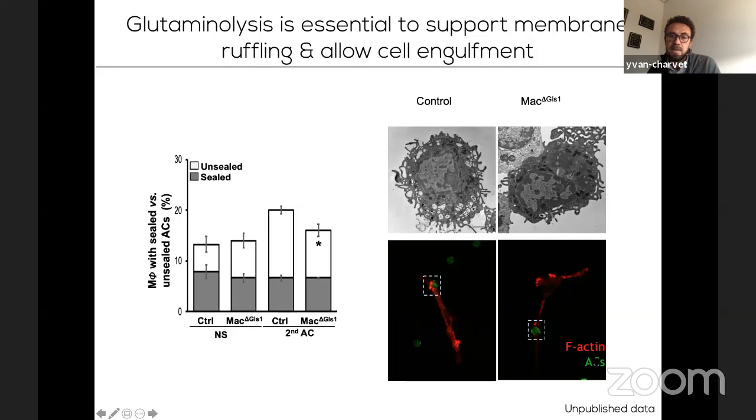We also did a double staining with F4/80, and the apoptotic cells are in green. You can clearly see that in control cells, the apoptotic cells are engulfed, and in the knockout macrophages for GLS1, you have basically no engulfment. We also developed this assay from the Tabas lab, showing that macrophages with GLS1 deficiency, so less glutaminolysis, have fewer macrophages with engulfed apoptotic cells after second efferocytosis.